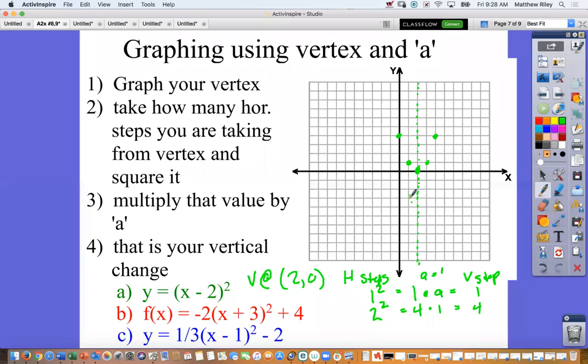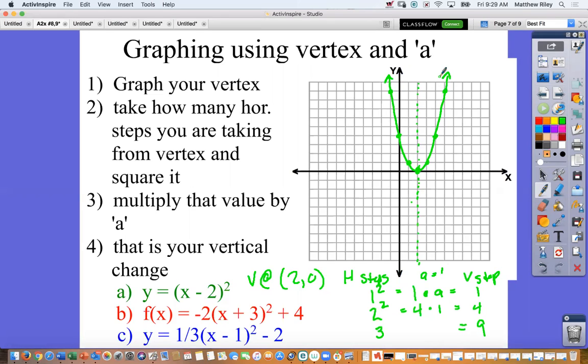Now let's just for good measure, if I take 3 steps, well, what's my vertical step then? 3 horizontal steps means what for a vertical step? 9. That's it. So if I go 3, again, from the vertex, 1, 2, 3, I go up 9. So 1, 2, 3. And make sure when you are drawing your parabolas, that it is curved, it is not a V.